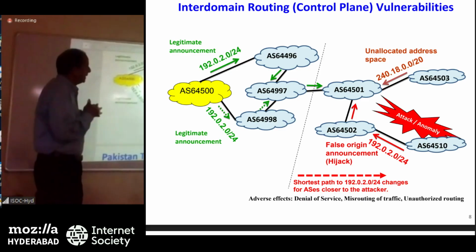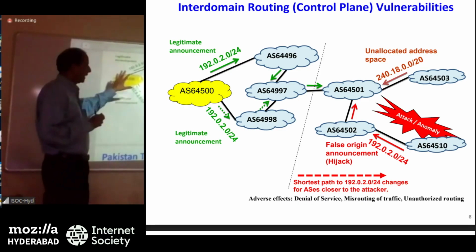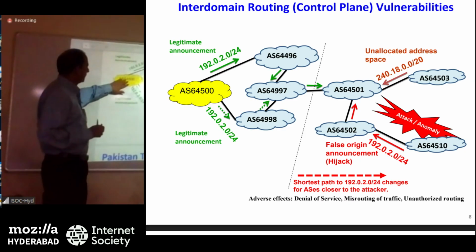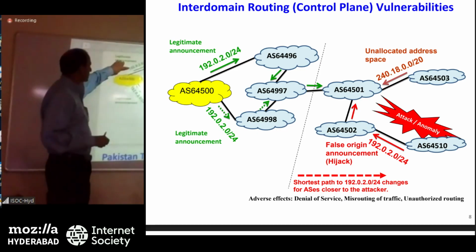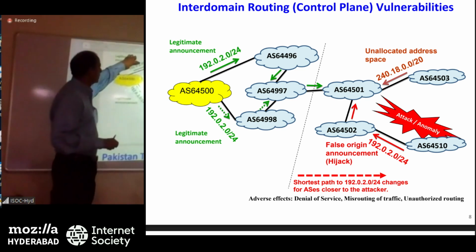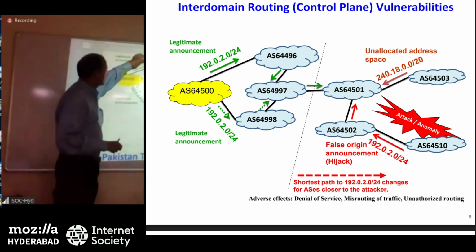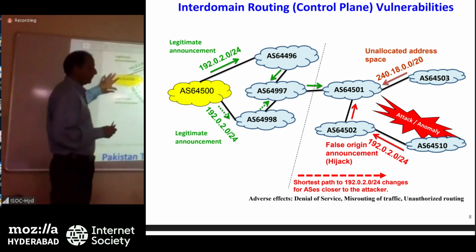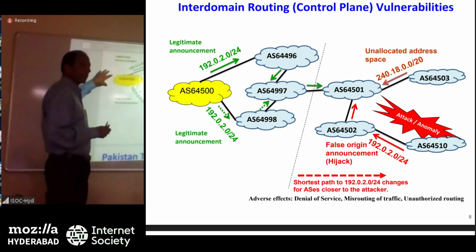So the vulnerabilities of BGP are of different types. This picture here illustrates some of those vulnerabilities. On the left side, this may be my network, and I announce this prefix 192.0.2.0/24. That network belongs to my AS, or it's connected to my AS, and I announce that.